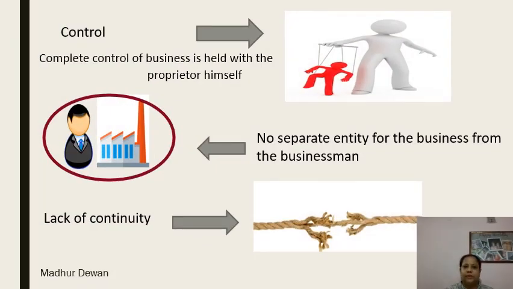The next feature is control. The control of the business is entirely in the hands of the sole proprietor. He manages the business and takes all important decisions without anyone's consultation.